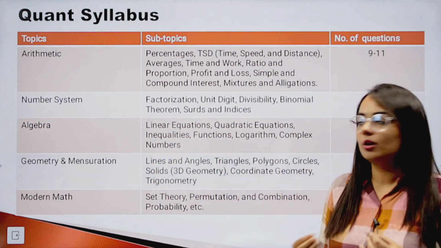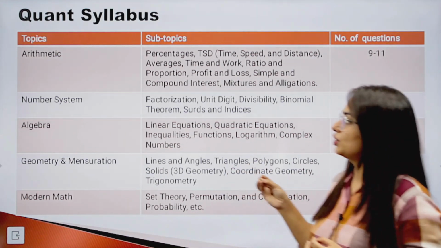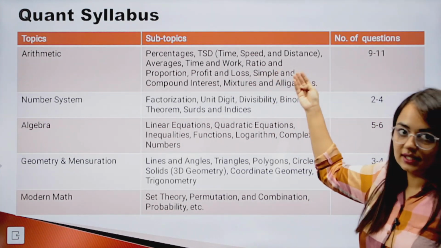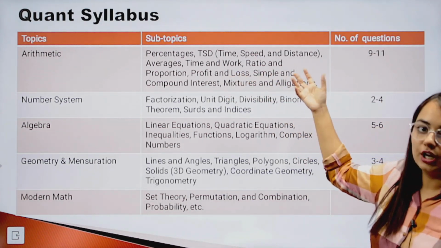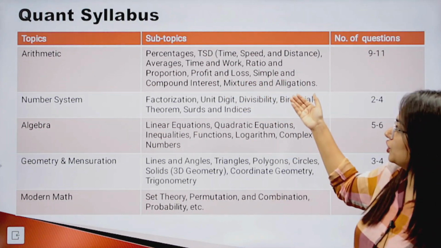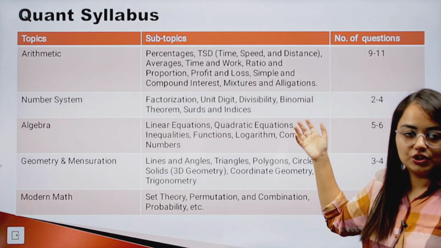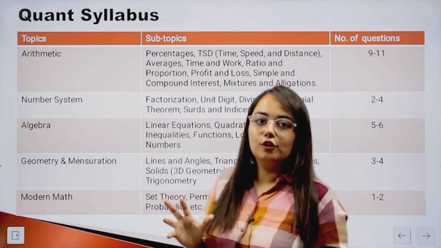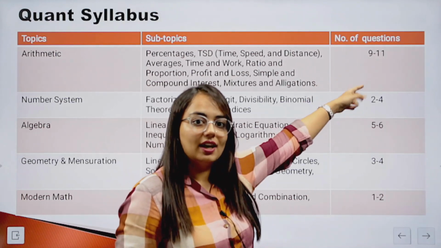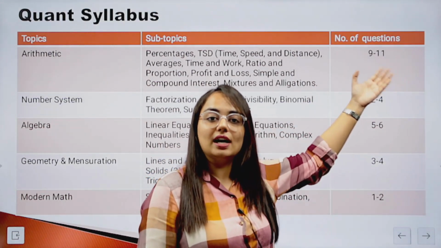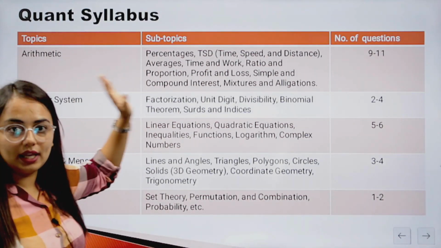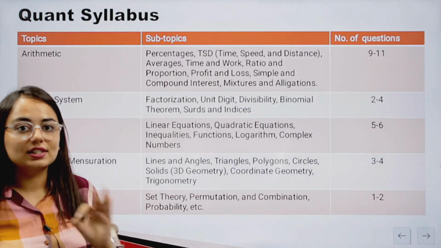If we individually talk about each of these areas, in arithmetic, there are questions based on percentages, time, speed and distance, averages, time and work, ratio proportion type of question, right? Profit and loss, simple and compound interest, and mixtures allegation type of question. So this particular area of the quant syllabus, or we can say the topics of arithmetic, contain maximum marks. That is 9 to 11 questions were seen in last year's paper from this section alone. So this is the one area you cannot evade, you cannot just leave it.